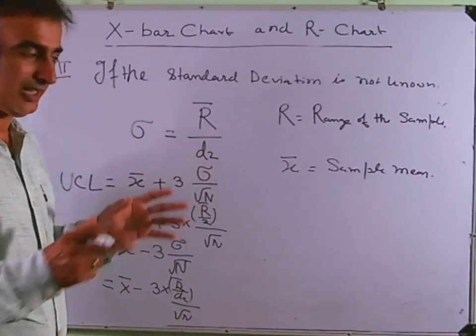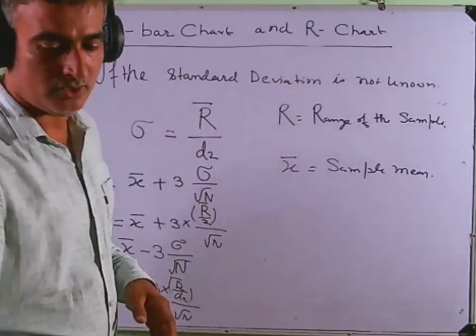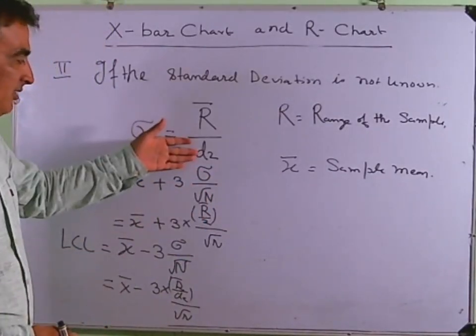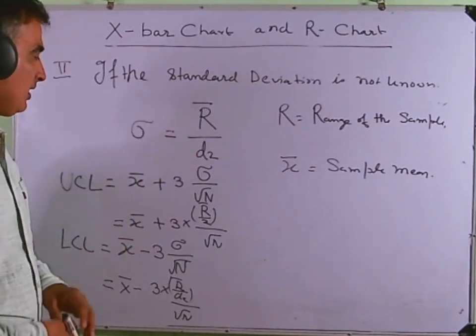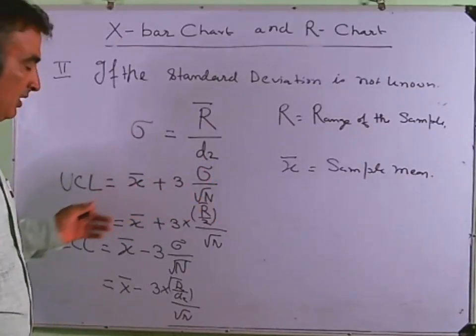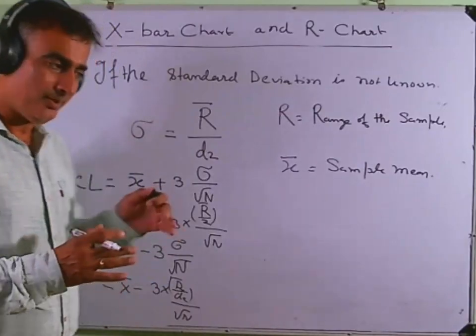These are constants that are used for finding out the control limits of different production processes. So you can get the data from there for your number of samples, and then you can find out the standard deviation. Using this standard deviation, you can calculate the upper control limit and lower control limit of the production process.